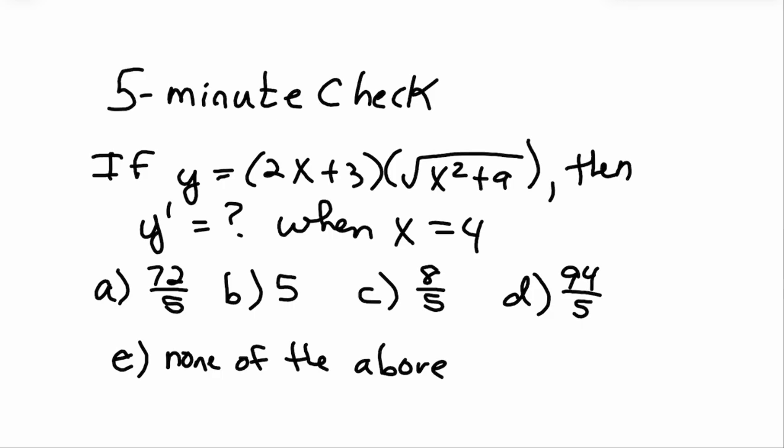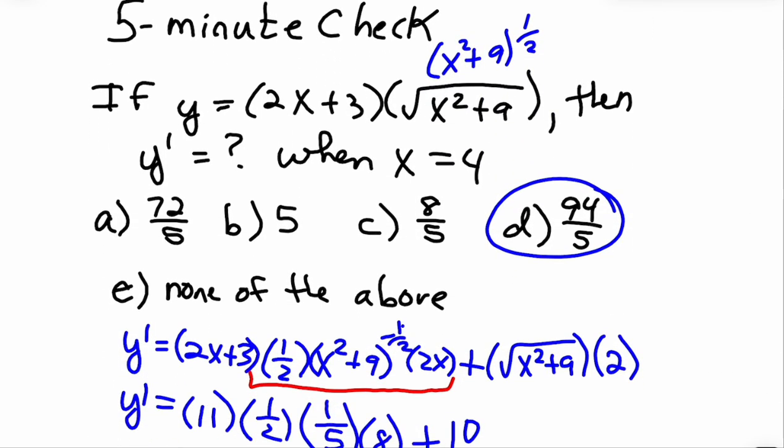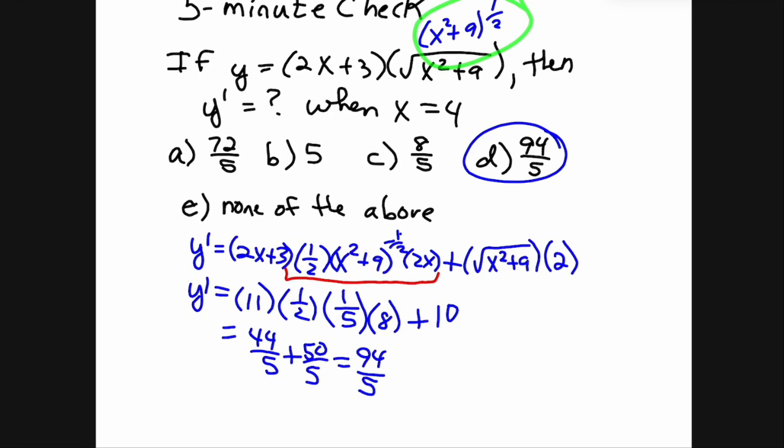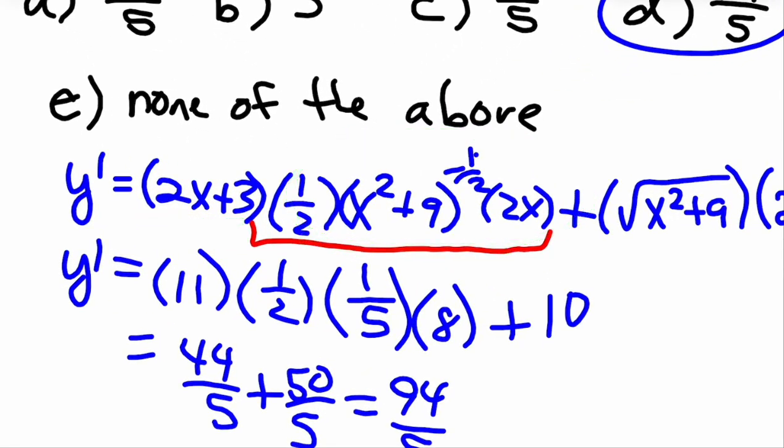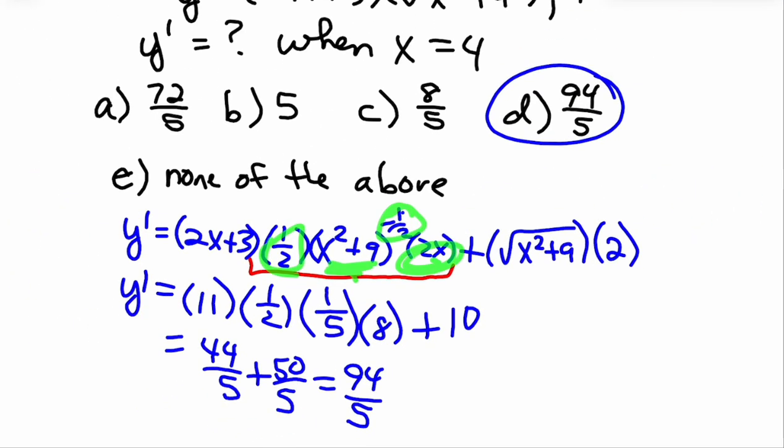Okay, so in order for us to do this, you want to rewrite this as x squared plus 9 to the 1/2. So it is the first times the derivative of the second. See how we used the chain power rule? The 1/2 dropped in front, the power went down by 1, the stuff stays there, times the derivative of the stuff. And then plus the second times the derivative of the first.